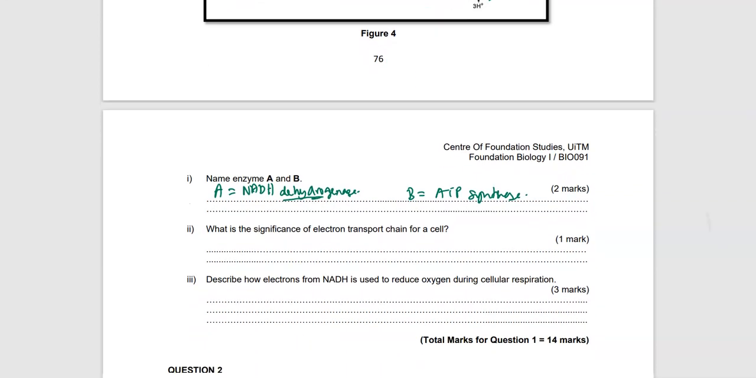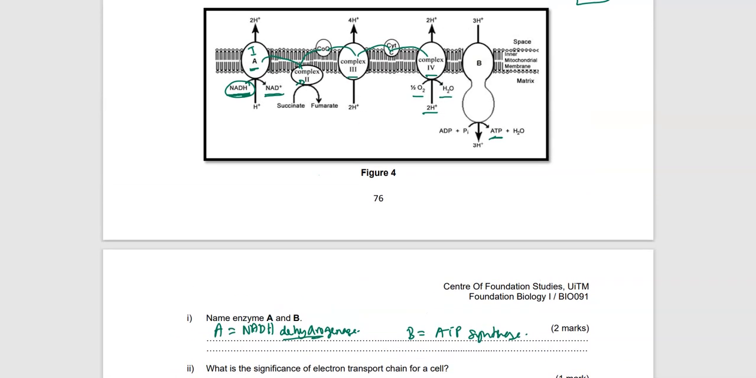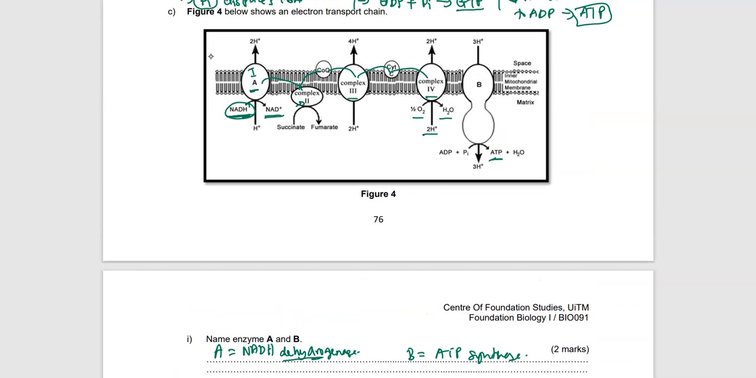Okay, so what is the significance of the electron transport chain for a cell? The electrons from the NADH or FADH2 have high energy. As the electrons travel from one carrier to another carrier, they lose energy, and this energy is used to pump hydrogen ions from the matrix into the intermembrane space.